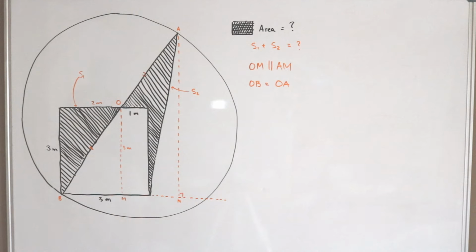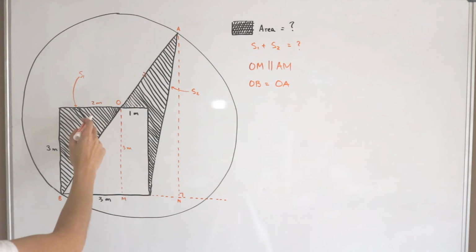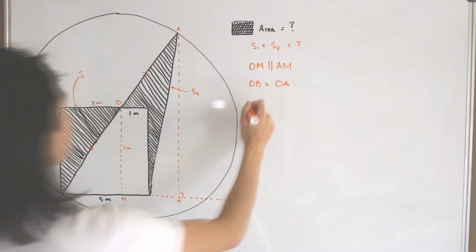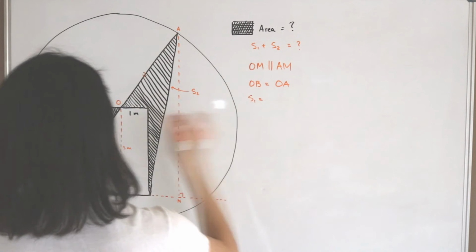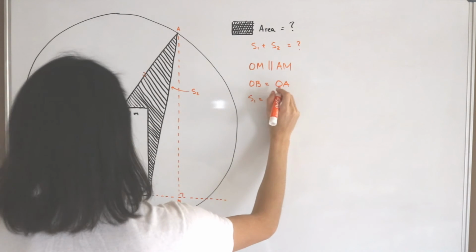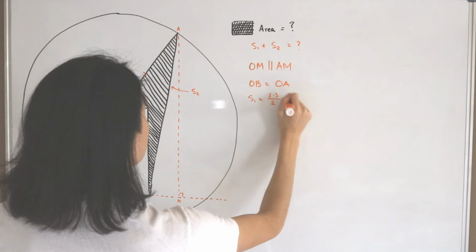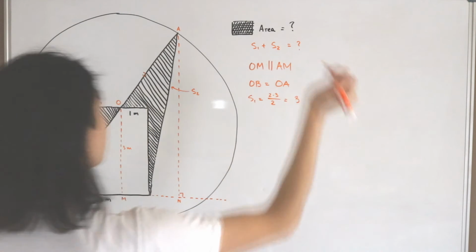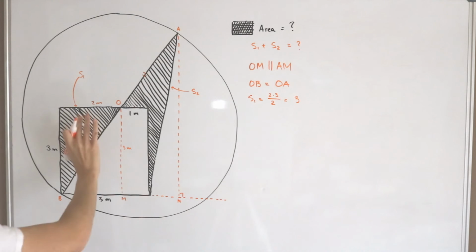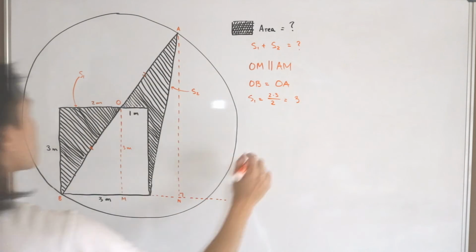Calculating this is pretty simple. For this triangle, S1 is base times height divided by 2, so it's 2 times 3 divided by 2, which is just equal to 3. So we found our first piece of the area. Now we have to find the second piece.